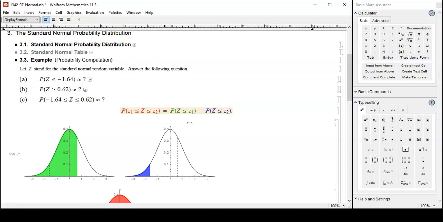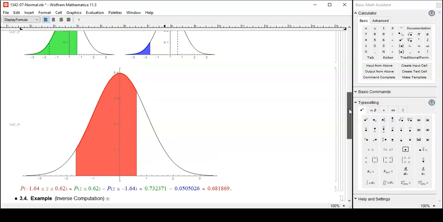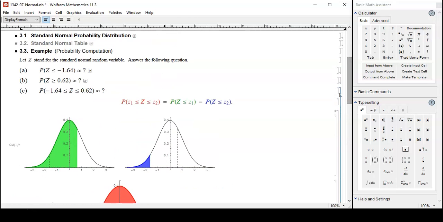So this green you found out from part B, 0.7324, I think. And then this blue, we did it in part A, 0.0505. That's basically what you need to do. 0.7324 minus 0.0505 and do your computation. That's what you get. So use geometry, draw a picture.